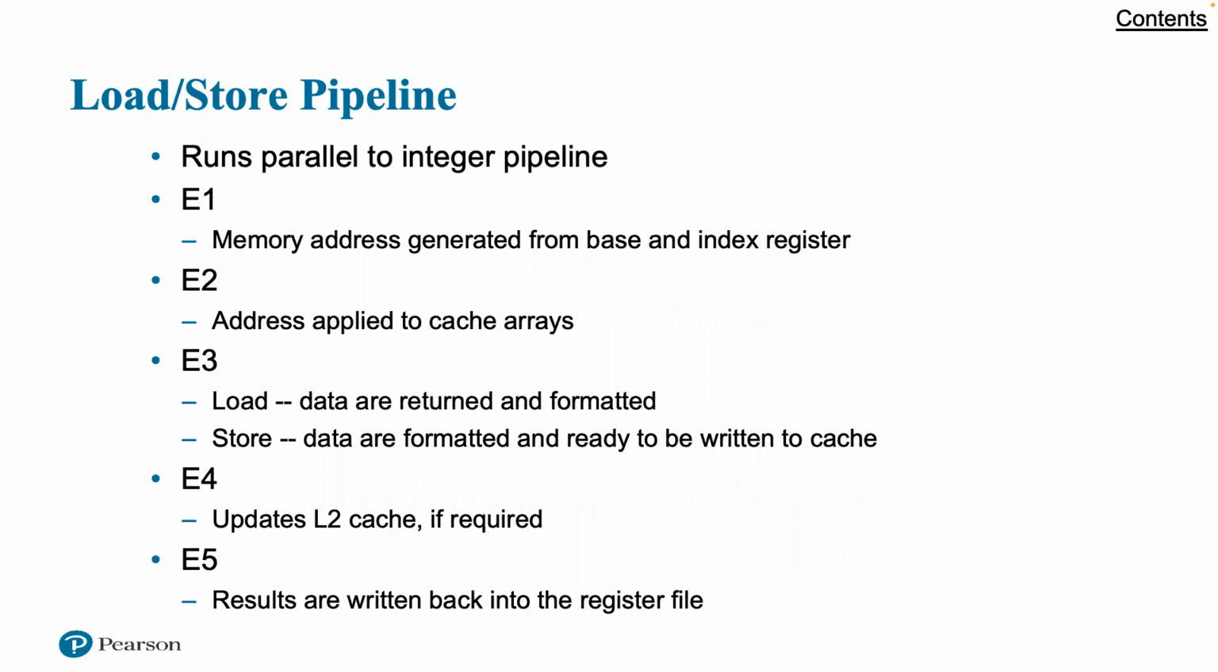data are returned and formatted for forwarding to the arithmetic unit, or the MUL, the multiply unit. In the case of a store, the data are formatted and ready to be written into cache. E4, perform updates to the L2 cache if required, and E5, results of ARM instructions are written back into the register file.